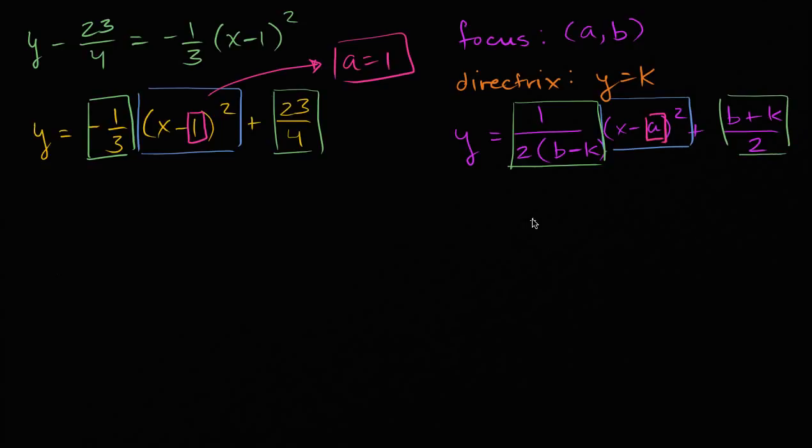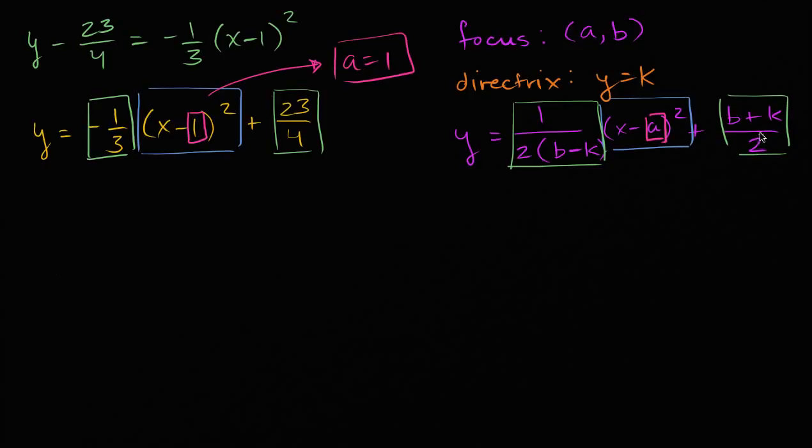In the first technique that we explored, we set negative 1/3 equal to this thing and solved for b minus k. We're not solving for b or k, we're solving for the expression b minus k. Then you could use 23 over 4 to solve for b plus k. Then you have two equations, two unknowns, and you can solve for b and k.